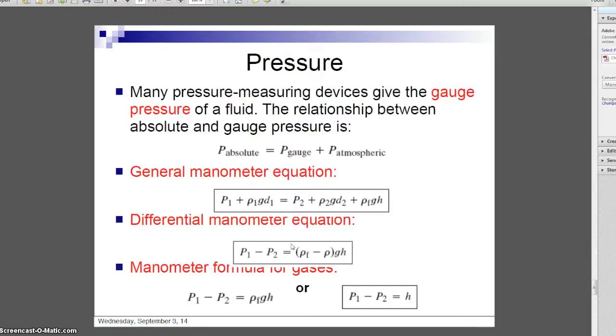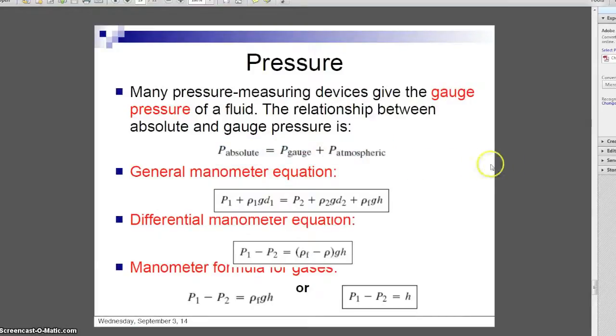So let's get back. To find the absolute pressure, you must add the value of the gauge pressure, which is the reading on the gauge itself, to the atmospheric pressure. That becomes the absolute pressure, the pressure of the tank or the area itself. So you have to add up both gauge and atmospheric pressure.